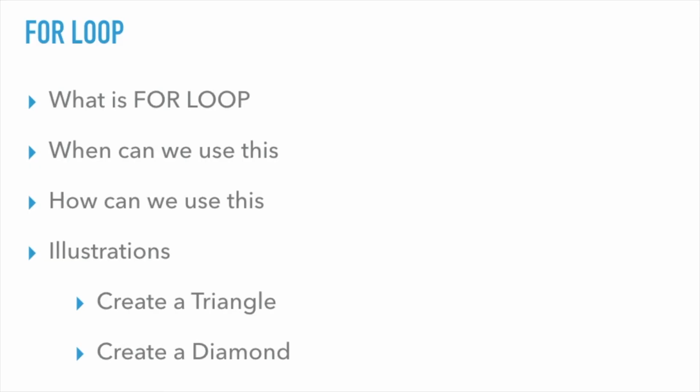So what is a for loop? A for loop provides you a mechanism to execute the same sequence of instructions repeatedly until a condition is reached. Right? So when can we use this? When we have to iterate a list of statements, then we will use it. And how can we use it? Well, I will demonstrate the same in this video by illustrating creating a triangle and creating a diamond.